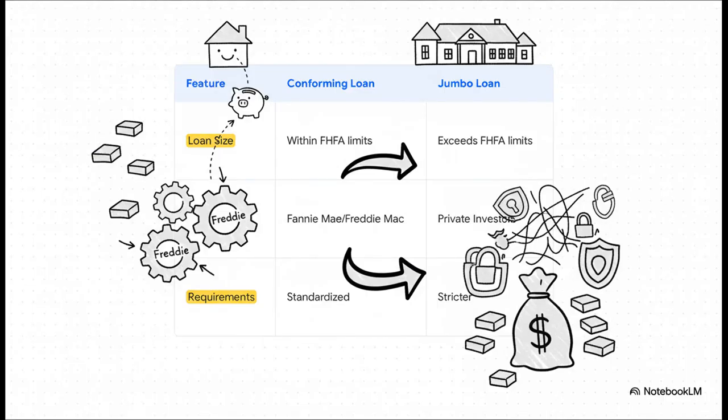And that brings us to a really important split inside the world of conventional loans. See, if your loan is under a certain size limit set by the government, it's called a conforming loan. That means Fannie and Freddie can buy it. But if the loan is too big, it becomes a jumbo loan. It exceeds those limits, so it has to be funded by private investors. And that's exactly why jumbo loans usually have much stricter rules.